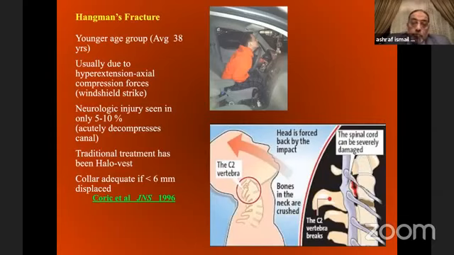It is a younger age group than that of the odontoid nowadays. As we said, due to hyperextension and axial compression, neurological injury is less, because actually the canal is decompressed. It is widened by the fracture of the pars interarticularis, and this minimizes the chance of neurological injury.